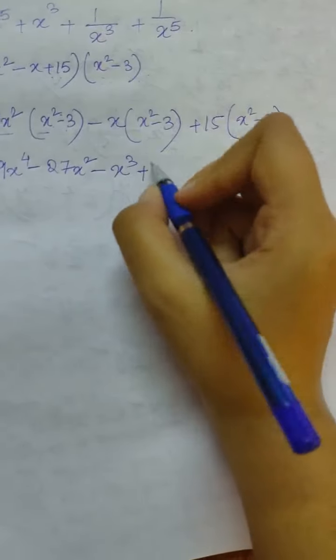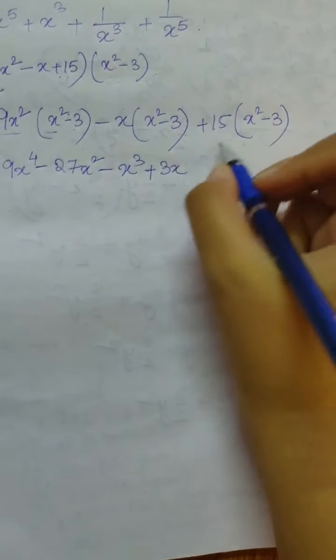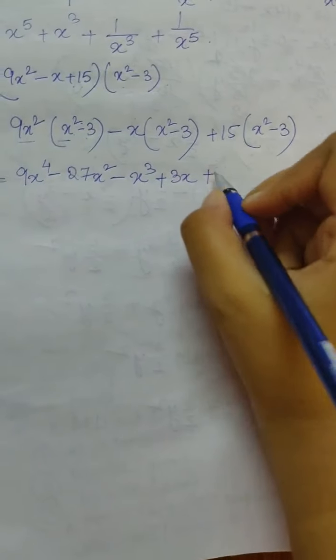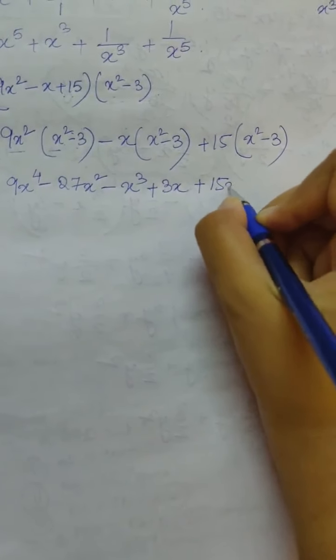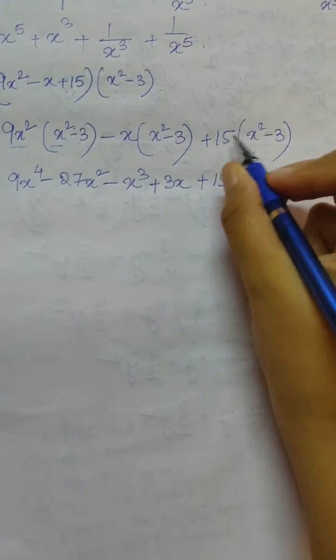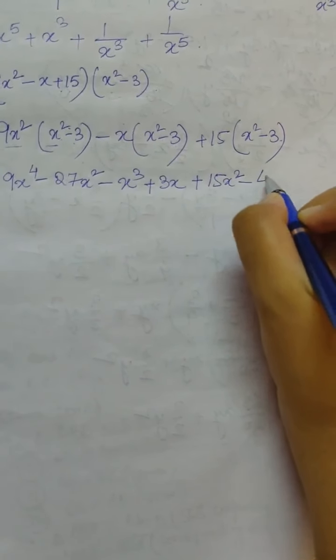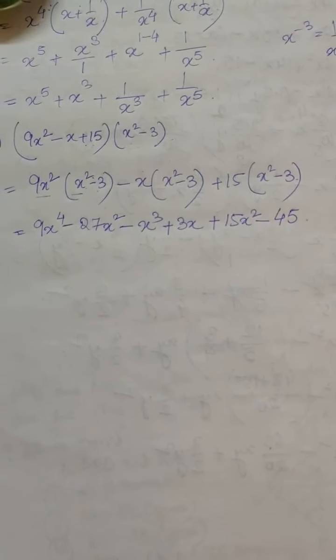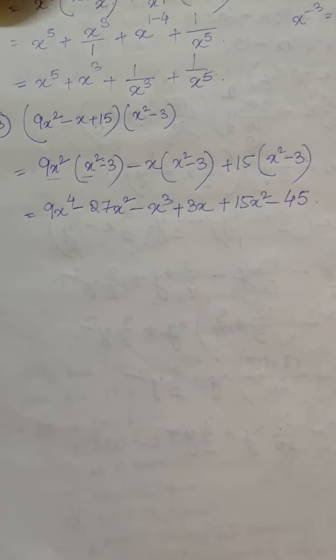So 3 into x is 3x. Then plus, we are having 15 into x square, so that means this will become 15x square. And then minus and plus gives us minus again, so 15 into 3 is 45. So these are the expressions I am getting. Now we will see whether there are like terms or not.